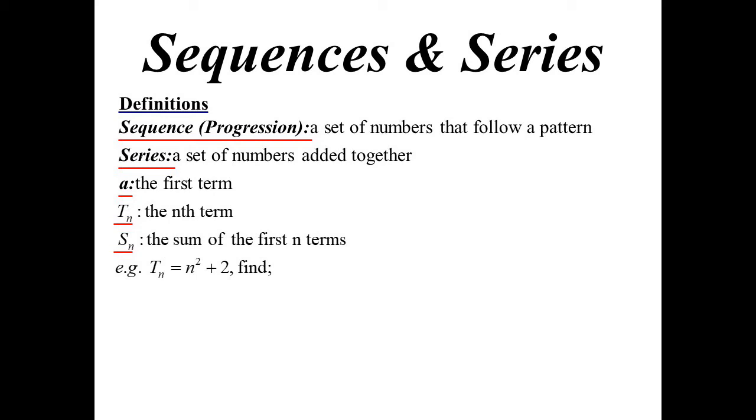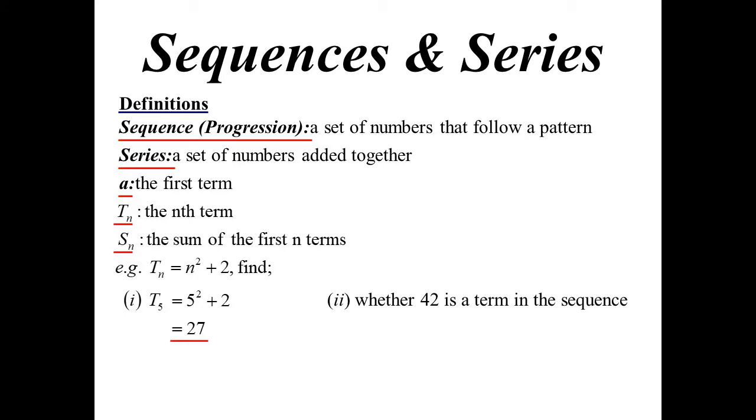So, for example, here's a general term. Our number pattern is n squared plus 2. We want to find what is the fifth term. It's just substitution, isn't it? Sub it in, 27. Well, is 42 a member of this sequence? Does it belong in the set? These are the sort of questions they ask with these number pattern type questions.